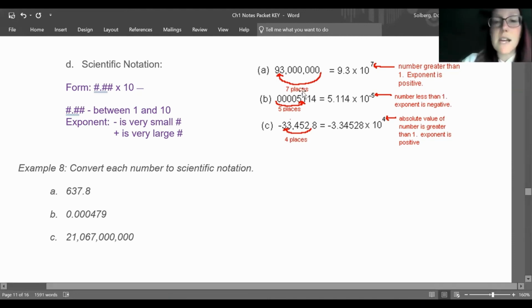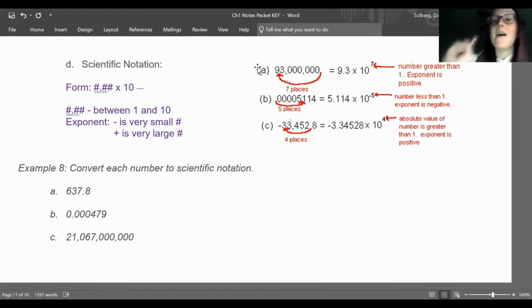Okay, so if I was converting A here into scientific notation, I would move the decimal. Now, there's no written decimal, so you assume it's at the end. How many times to make my front number 9.3? So I would go 1, 2, 3, 4, 5, 6, 7. So I move the decimal place 7 times. So that means it is 9.3 times 10 to the 7th power. Now I have a positive exponent because this is a very large number.